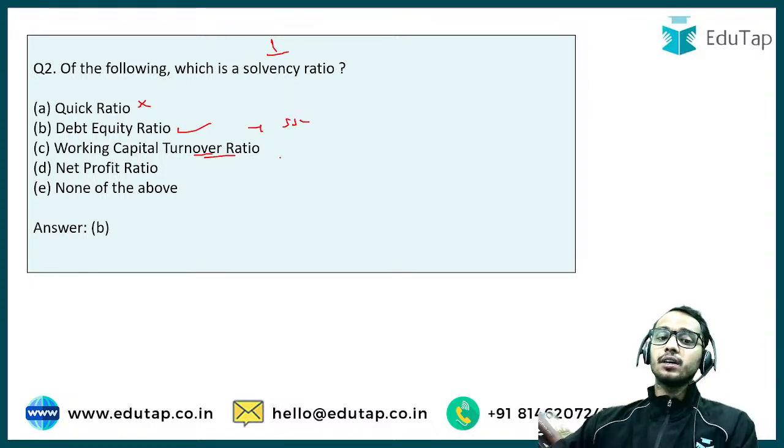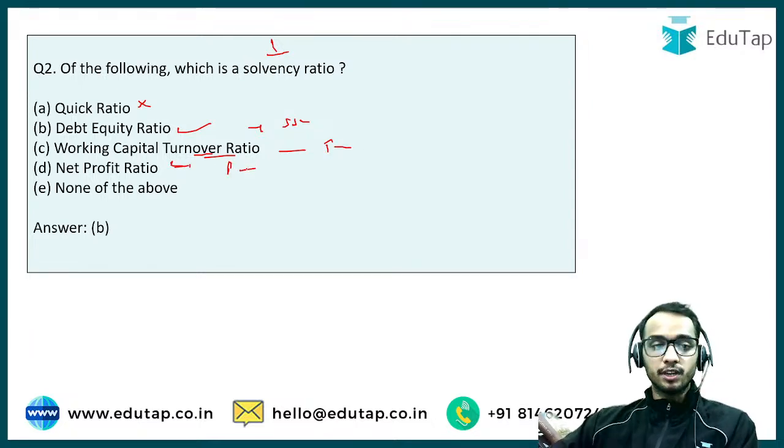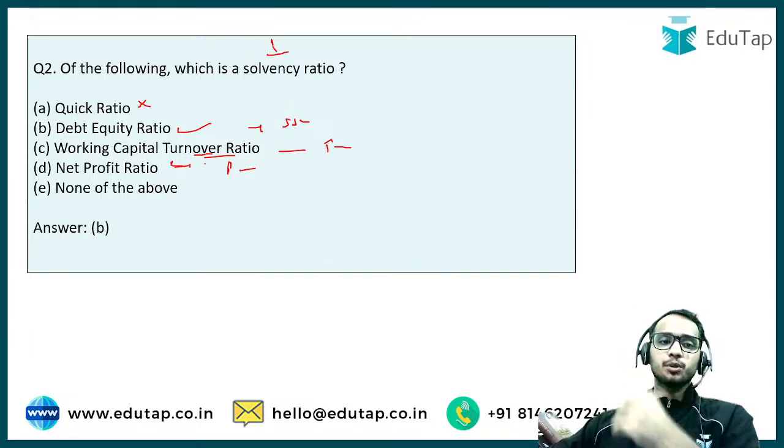Now working capital turnover ratio comes under turnover ratio. Net profit turnover ratio comes under profitability ratio. Okay, so I have asked you a question in the previous question. Tell me the formula of net profit ratio.